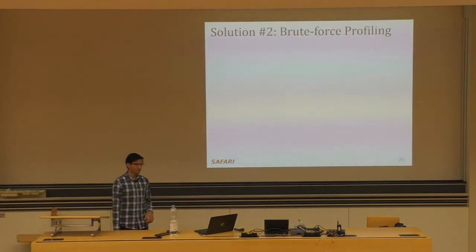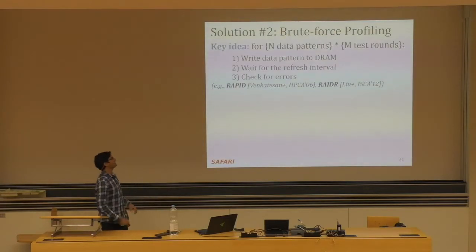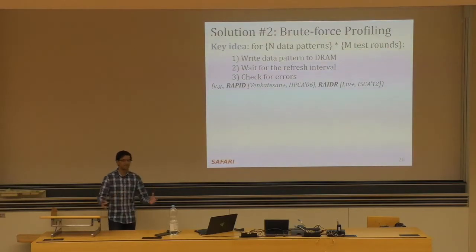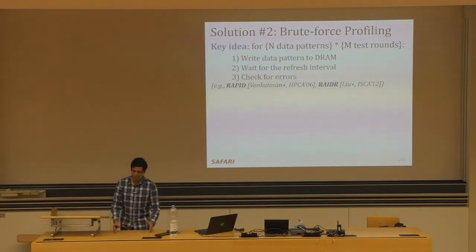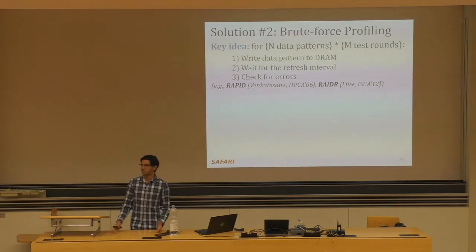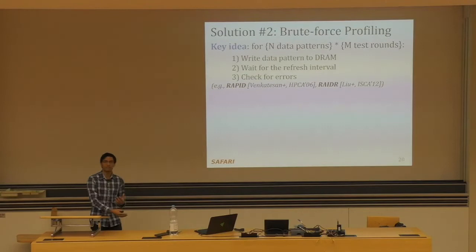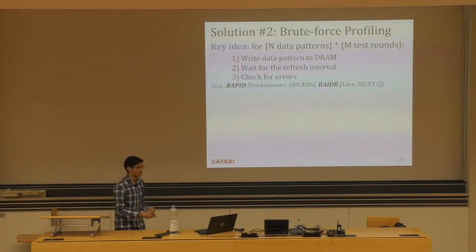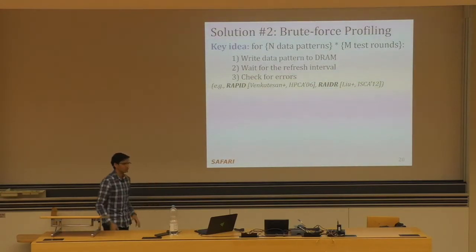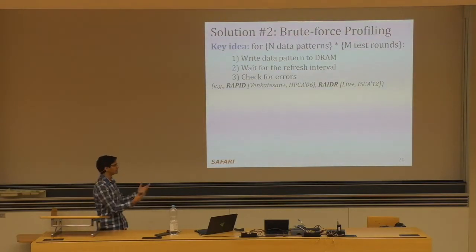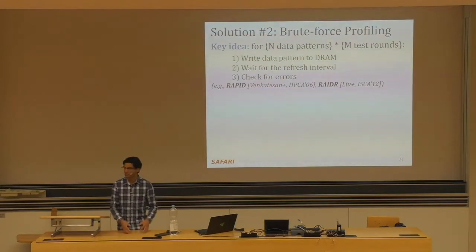The second solution that we consider is sort of the state-of-the-art solution, and we just call it brute force profiling, right? And so the key idea is that for n different data patterns over m different testing rounds, we first write a given data pattern to DRAM, then we wait the refresh interval we want to operate with, and then we check for errors, right? It's very straightforward. And the approach here is to test all these different data patterns in order to get around this data pattern dependence effect, right? And so a lot of the prior works sort of assume this type of profiling mechanism when they're presenting their mitigation mechanisms. And assuming this works, you can identify the set of bad cells, and then you can go handle them with your mitigation mechanism, right?